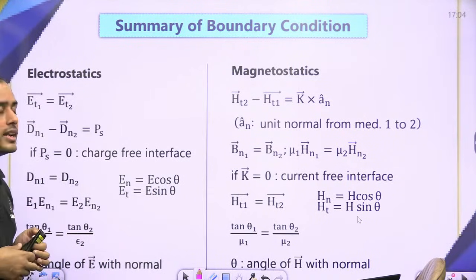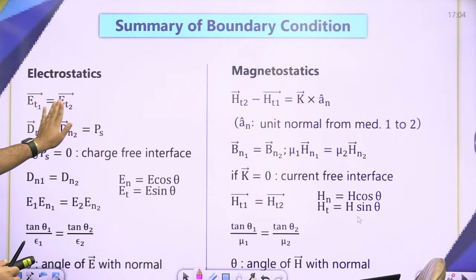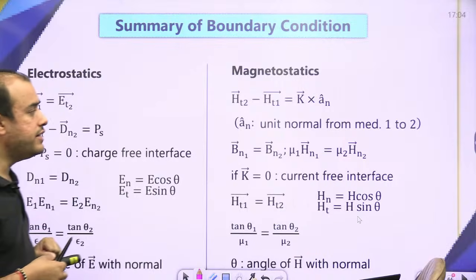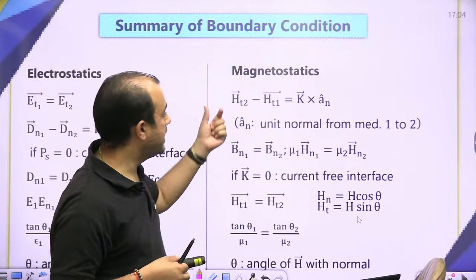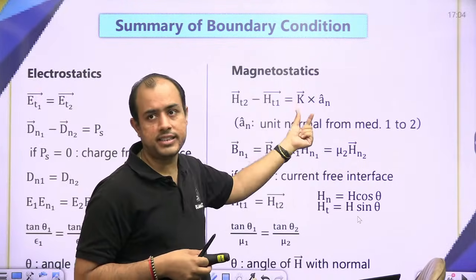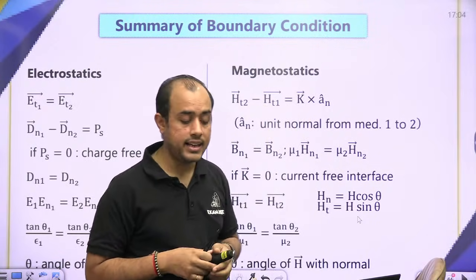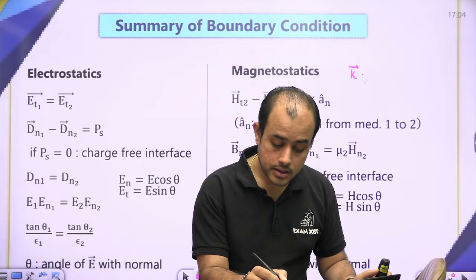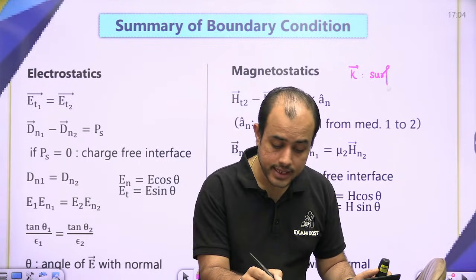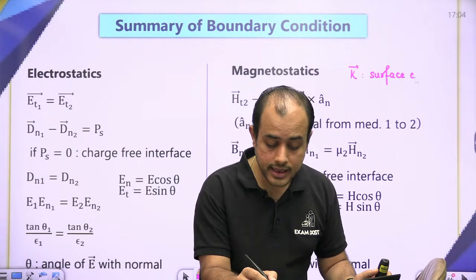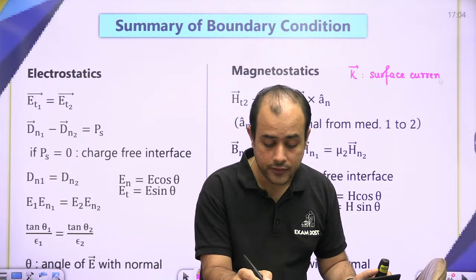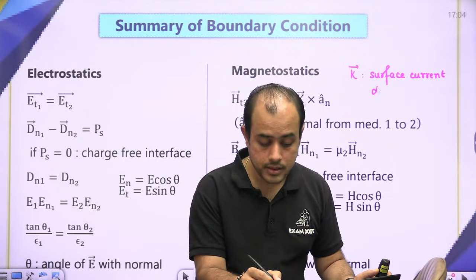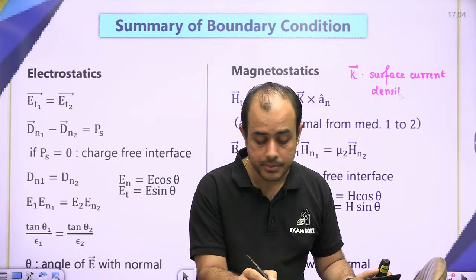What about the boundary condition? In electrostatics, you said ET1 equal to ET2. Here HT2 minus HT1 is K cross AN. K is the surface current density at the interface. AN is the normal vector from medium 1 to 2. AN is from where to where? Medium 1 to 2.